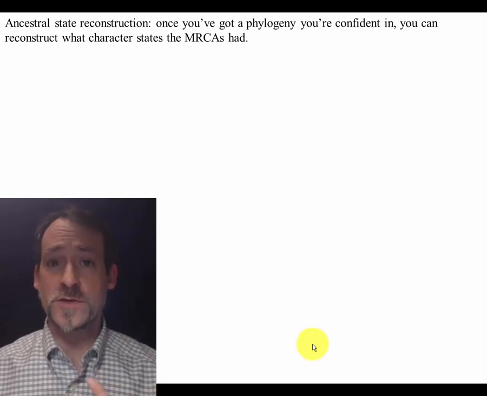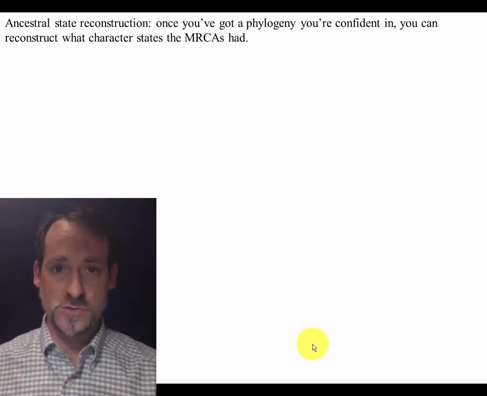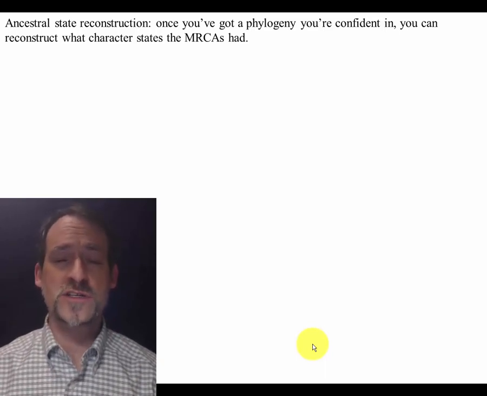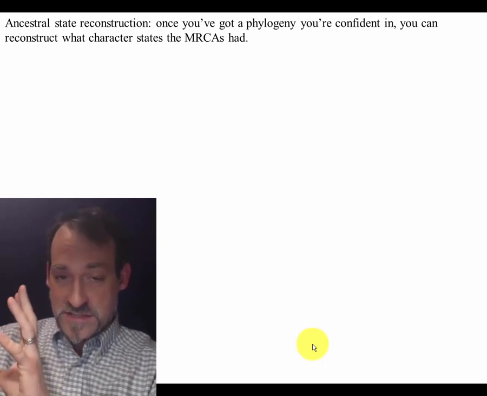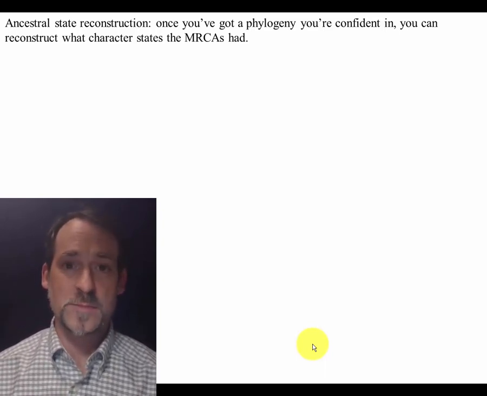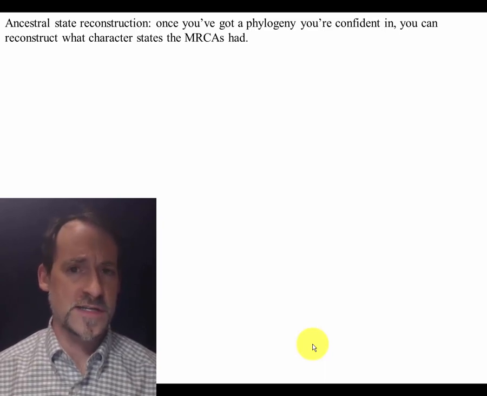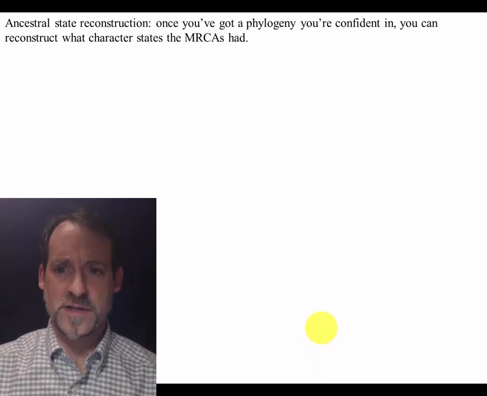Once you've got a phylogeny that you feel really confident in, there's something neat that you can do. You can actually use the information that's present in the existing organisms, the present day organisms, and you can use that to go back in time and reconstruct what their ancestors were like. Here's the logic of how that goes.